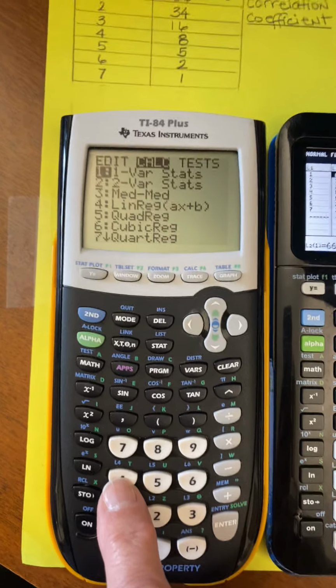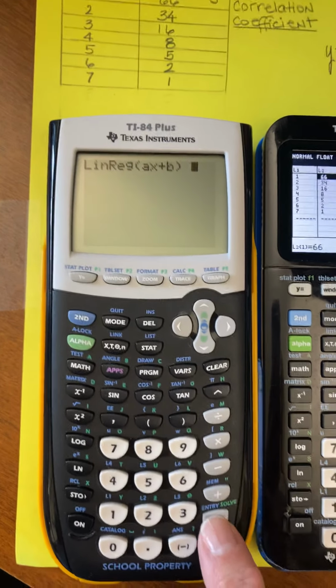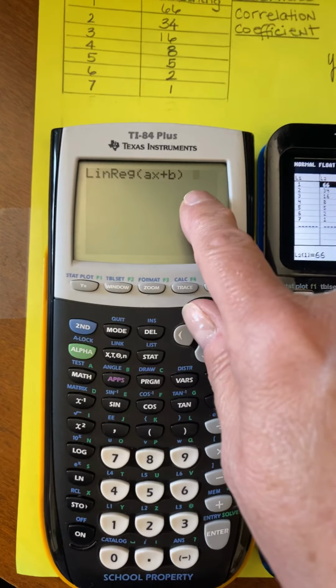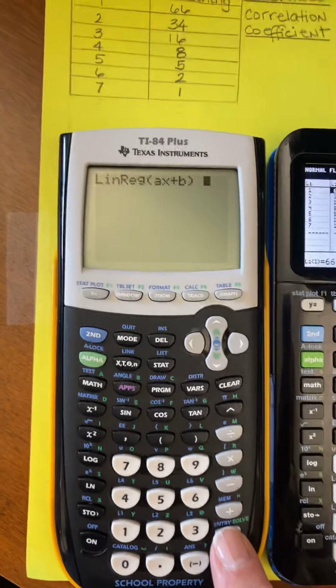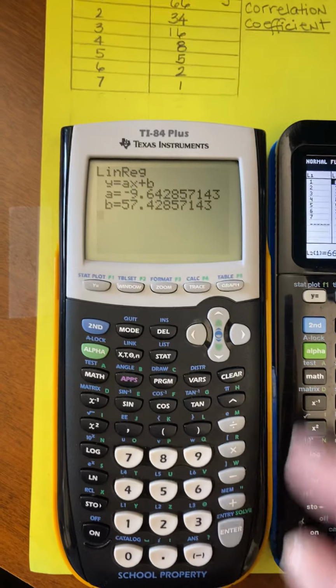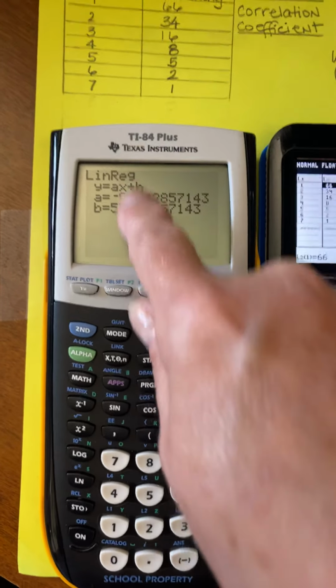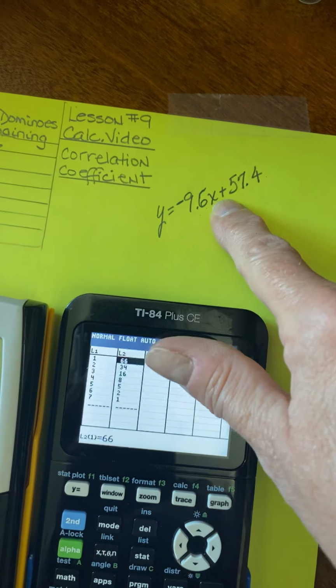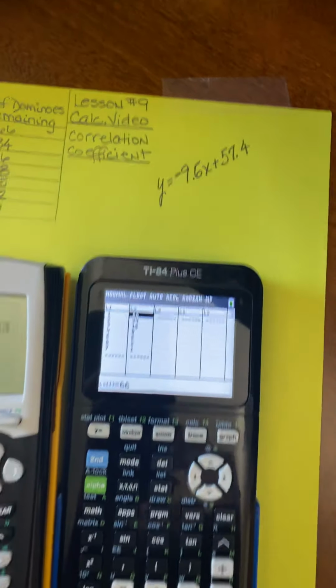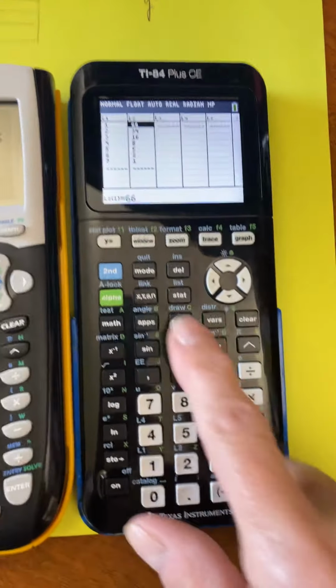Now, when we were working in lesson 6, we went to Stat Calc. It was choice 4 in order to find the line of best fit. Remember here on this calculator, you had to enter L1, L2 to tell it what lists, if you're using something other than those, but for now I can just hit enter. It gave us the equation information. So it was y equals negative 9.6x plus 57.4. That's the equation for this data for the line of best fit.